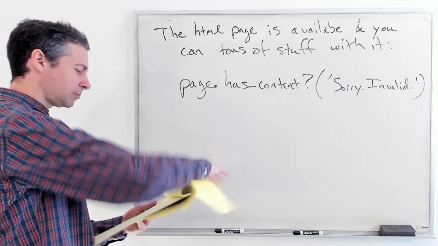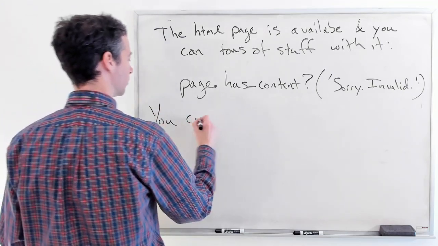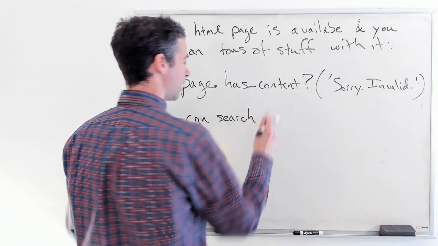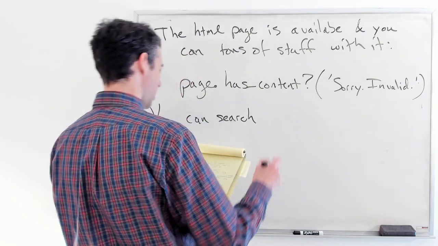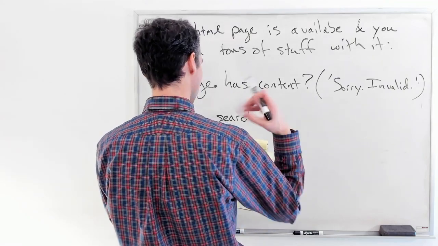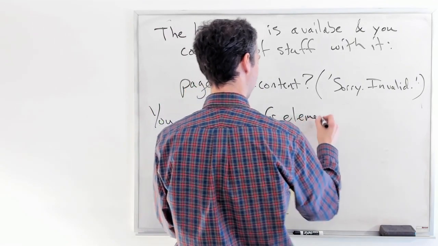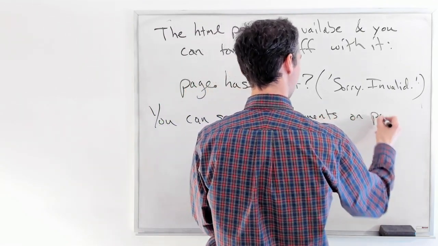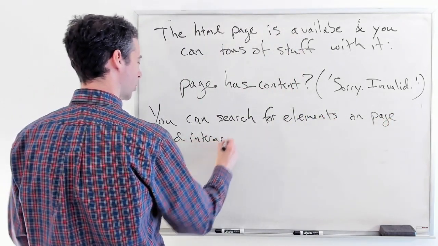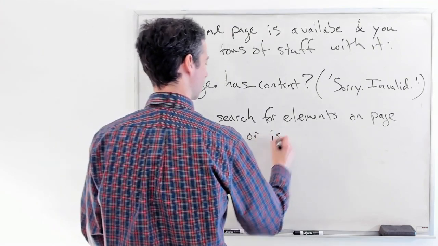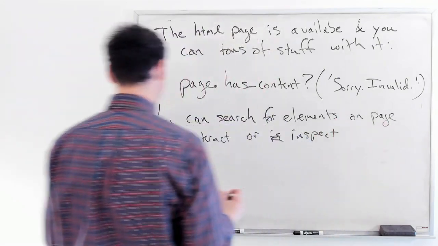All right. You can search for elements in the page. By elements, again, HTML is filled with elements, all these tags, div, anchor tags, all sorts of stuff, paragraph tags, those are all elements. You can search for elements on the page and interact with them or inspect them. See what their content is, do other sorts of things.